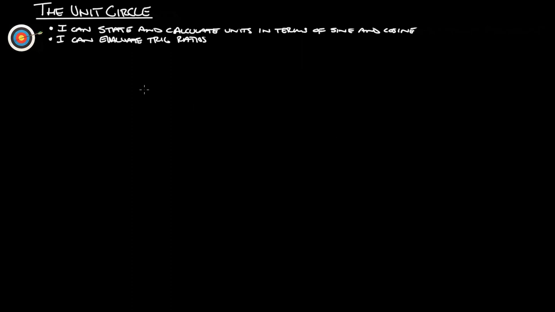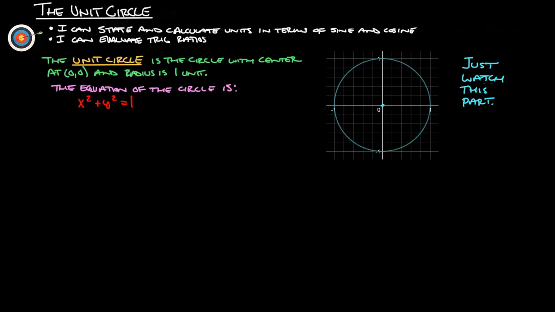I'm going to take you through the notes on the unit circle. At the end of this, you should be able to say I can state and calculate units in terms of sine and cosine, and I can evaluate trig ratios. Okay, so here's the idea.